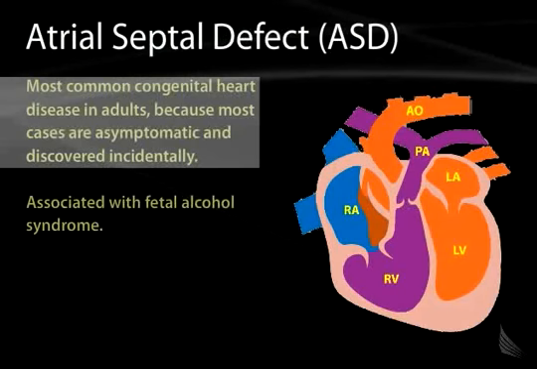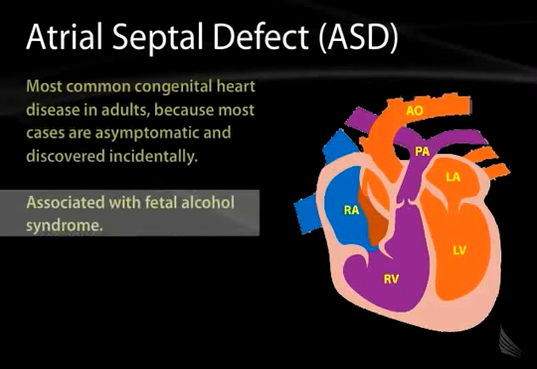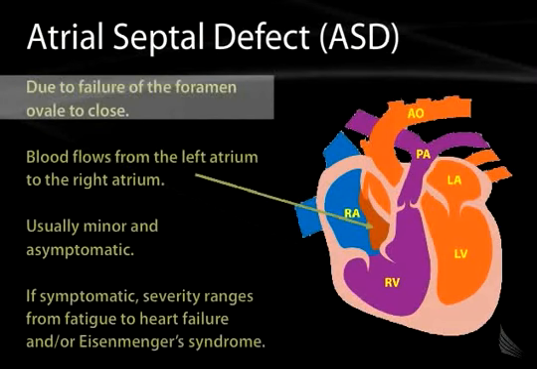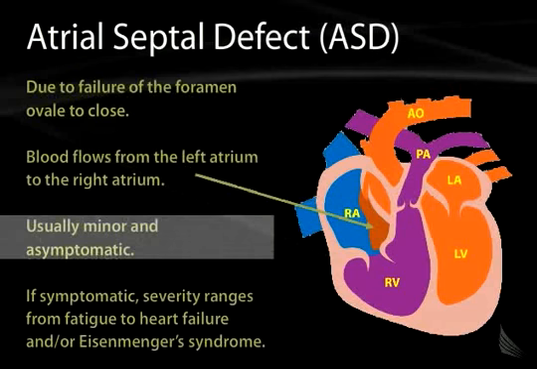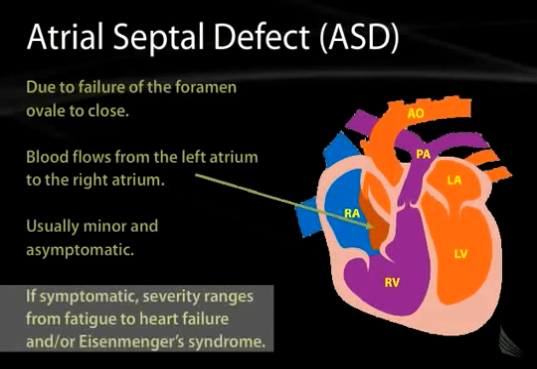Atrial septal defects are the most common congenital heart disease in adults because most cases are asymptomatic and discovered incidentally, associated with fetal alcohol syndrome. Due to failure of the foramen ovale to close, blood flows from the left atrium to the right atrium. It's usually minor and asymptomatic. If symptomatic, the severity ranges from fatigue to heart failure, and over time can ultimately lead to a reversal of the shunt, or Eisenmenger's.